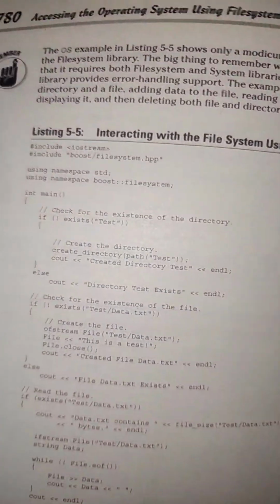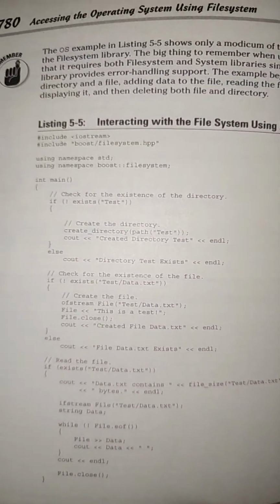Remember, the OS example in Listing 5-5 shows only a modicum of the capabilities of the file system library. The big thing to remember when using this example is that it requires both file system and system libraries, since the system library provides error handling support. The example begins by creating a directory and a file, adding data to the file, reading the file back in and displaying it, and then deleting both the file and the directory. Listing 5-5, interacting with the file system using Boost.